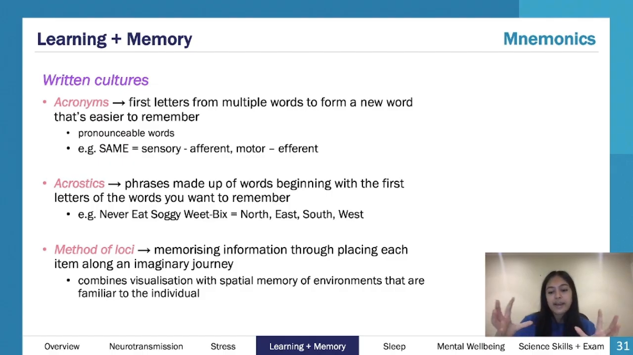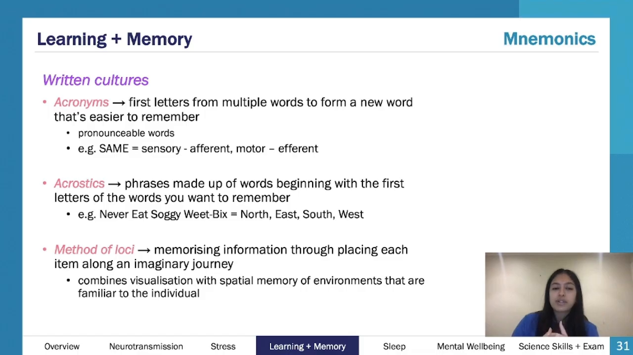Acrostics are basically phrases that you come up with that have the same letter as the thing that you want to remember. So, you know, when you remember your directions, like never eat soggy Weet Bix, they start with NESW, same as north, east, south, west.